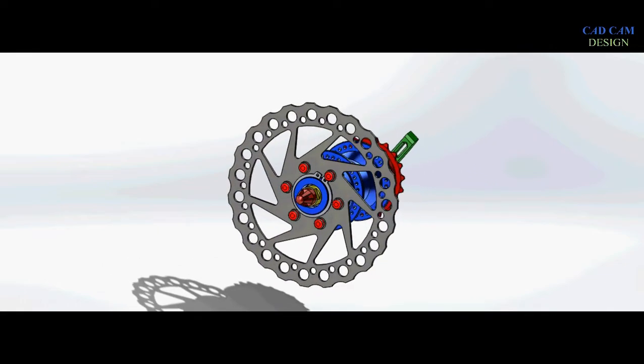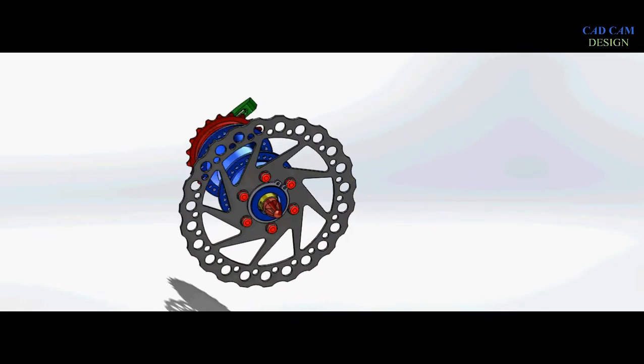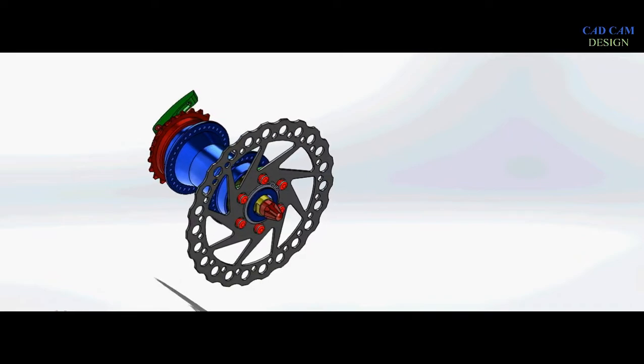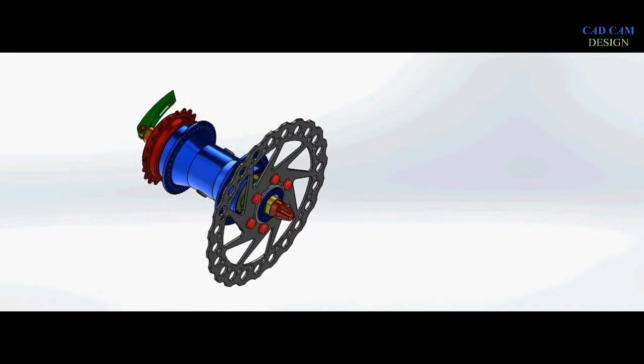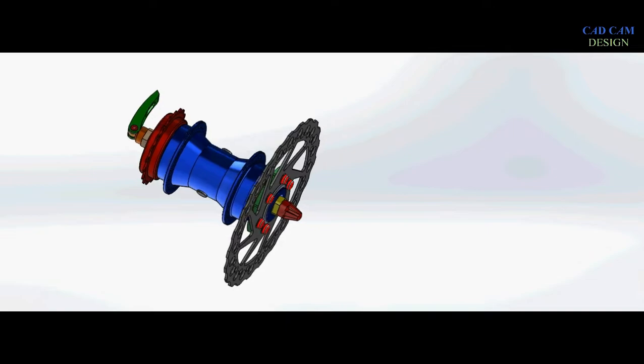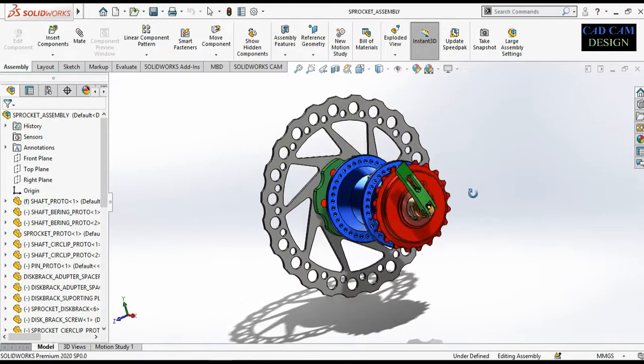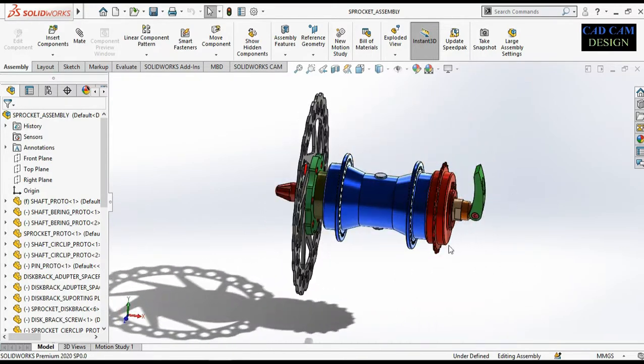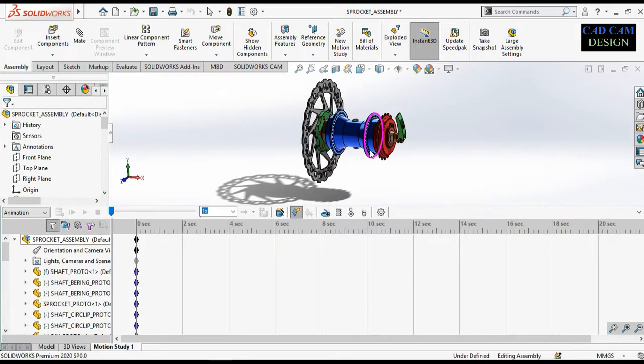Today in this video we learn all the part names of the Sprocket, and in the next video we learn all the part design. Now first of all, see the animation. This is the type of Sprocket we design. Now see all the components and the isometric view of this modified Sprocket.